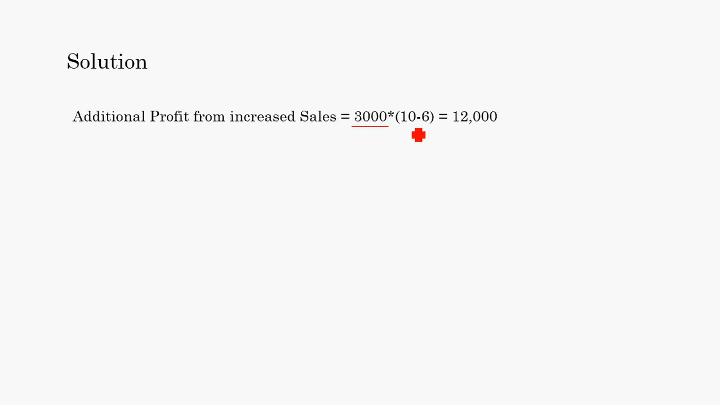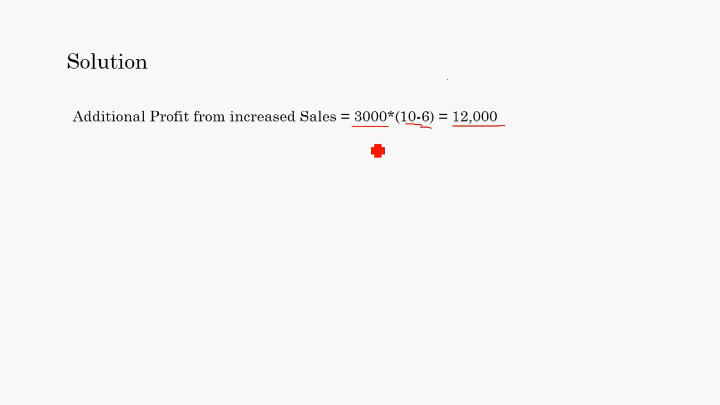Now, the selling price minus variable cost will give you the contribution per unit. Contribution is the additional profit that each product is going to bring in. So 3,000 into 4 will give you 12,000. So 12,000 is the additional profit that you're going to get from increased sales.